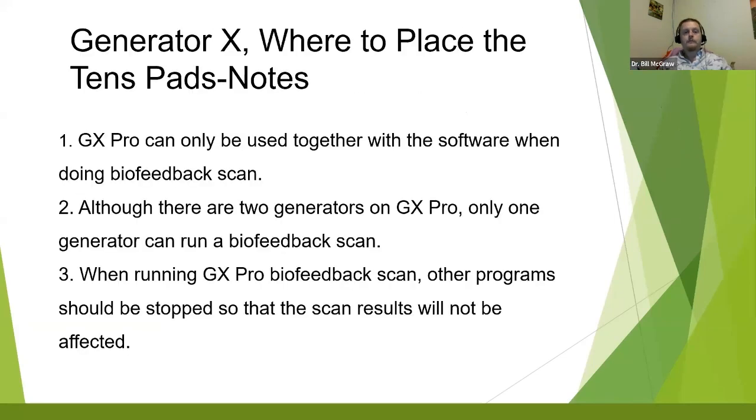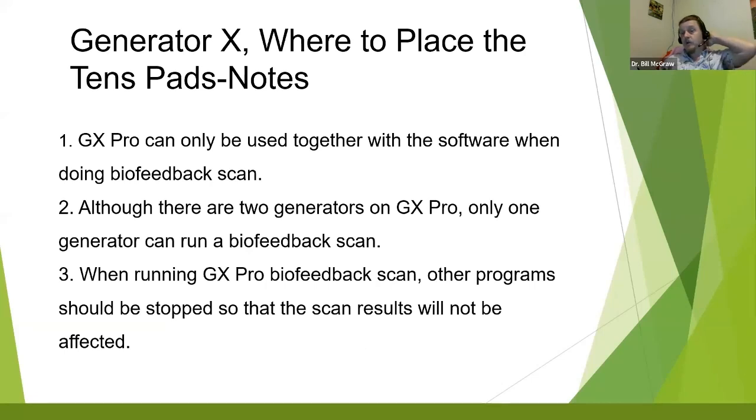Okay, some notes. GX Pro can only be used together with the software when doing a biofeedback scan. You need that machine plus the program to conduct a biofeedback scan. Generator X Pro, only one generator can run a biofeedback scan at a time. You can't run other scans at a time on the same computer. Okay, other programs should be stopped when running the Generator X scan.